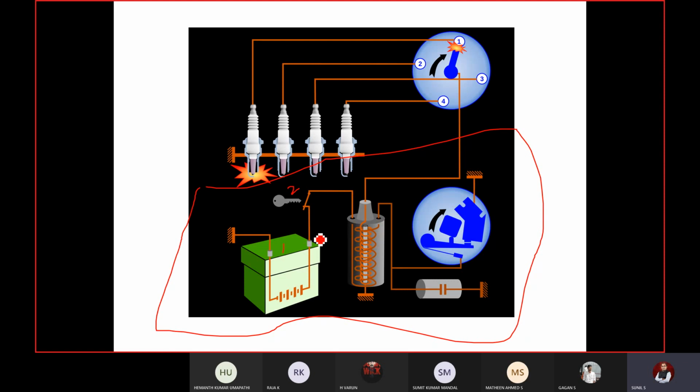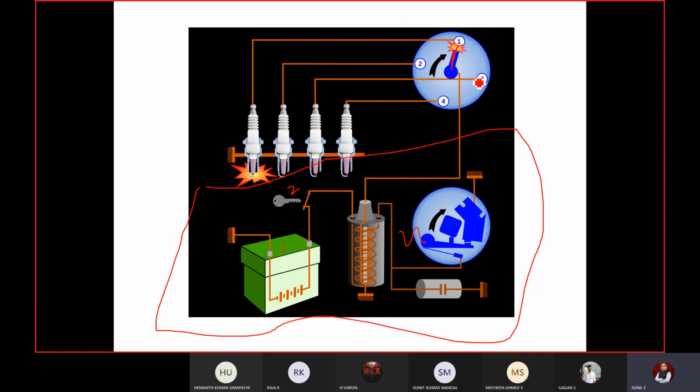There will be a small voltage in the primary coil given by the battery when you switch on the ignition. So that will be magnified by the making and breaking circuit because of the voltage make and break. A huge voltage will be generated in the secondary coil. So secondary coil will be directly connected to the distributor arm. This is the distributor arm.